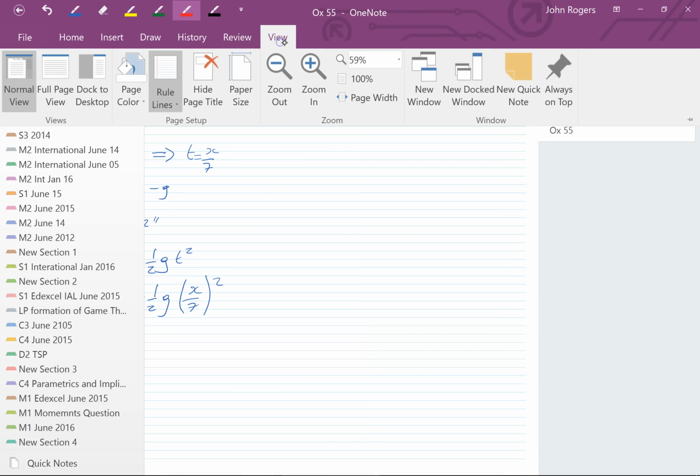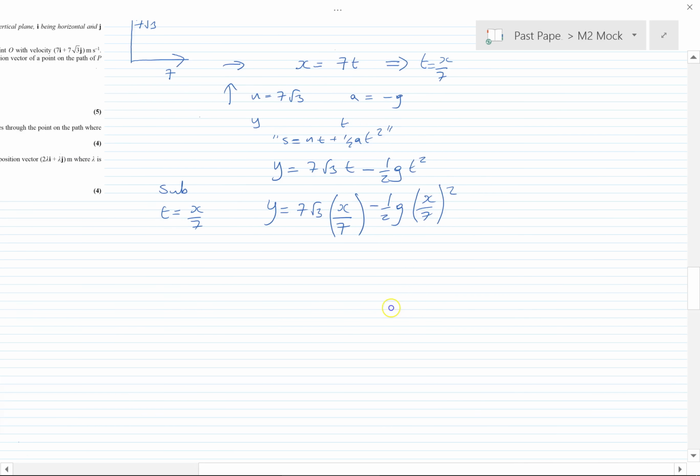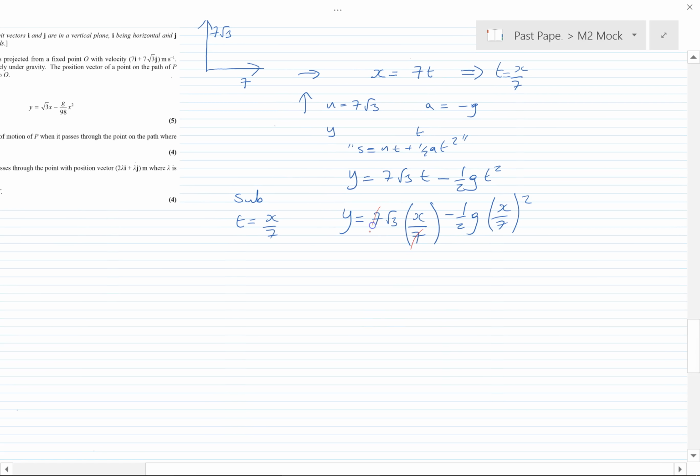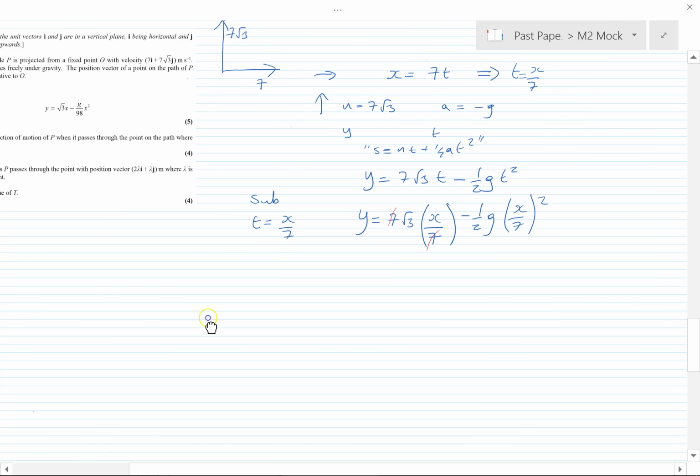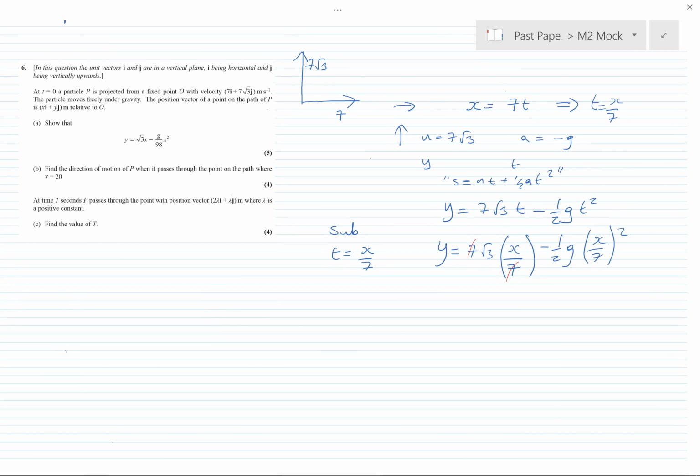Yes, this happened again. Happens too often, that. We can see that the 7 cancels, and we're going to end up with what we've been asked to show. So that's y equals root 3 x minus g over 98 x squared, as required. Or QED, or nothing actually. It's just quite nice to close it off in some way.